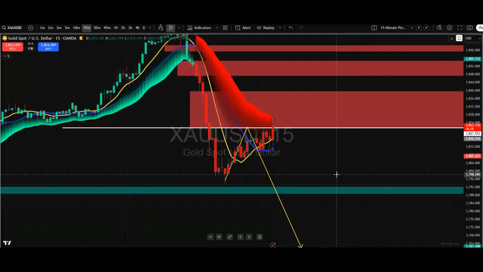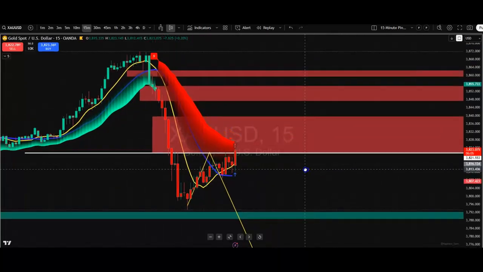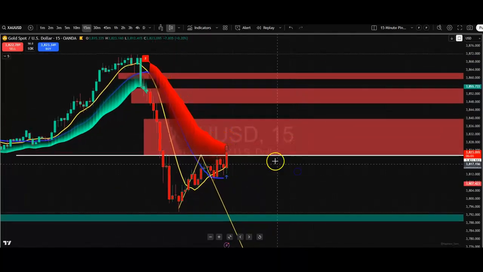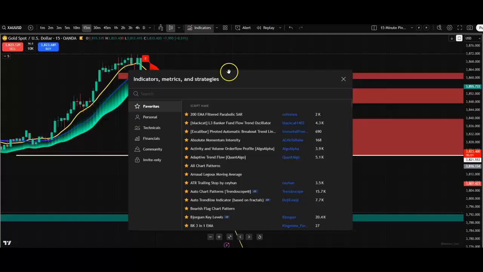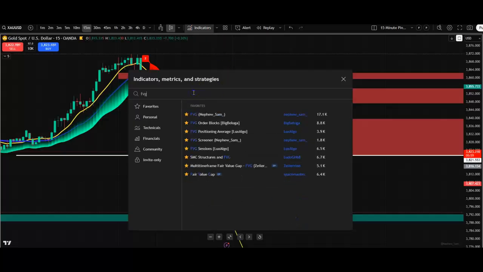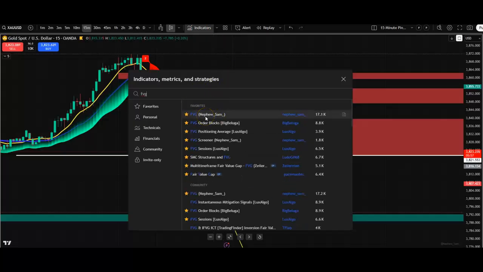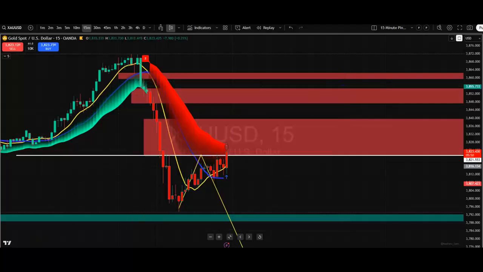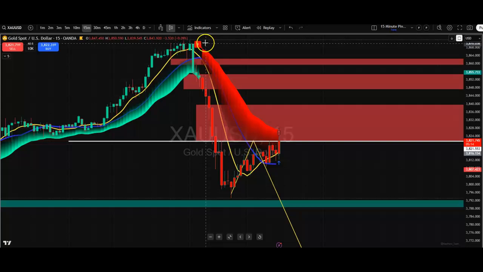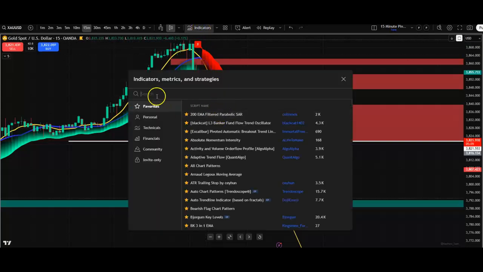And as we can see, there's some fair value gaps here. These are the 1 hour fair value gaps. To get these on board, you need to go to FVG, and it's this one, the FVG we use by Nephew Sam. It's the most popular one. And you need the hourly settings on those. So just go to FVG.